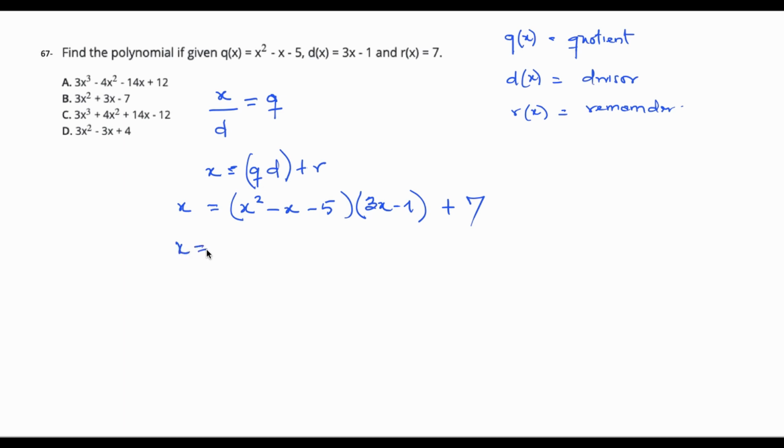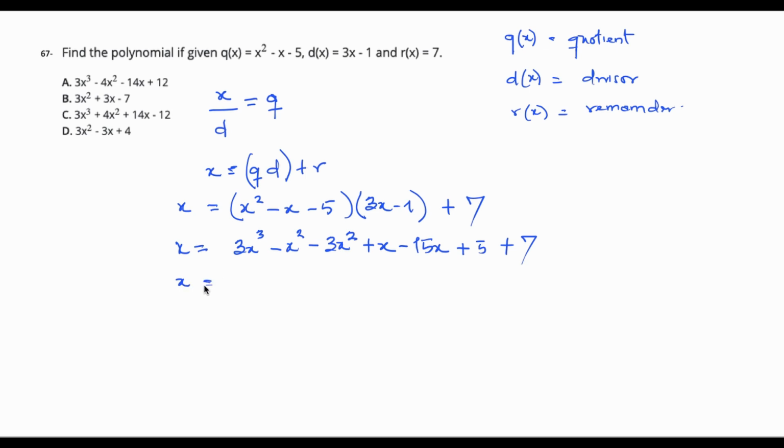So x is equal to, if we expand this, we have that x squared multiplied by 3x is equal to 3x cubed, and x squared multiplied by minus 1 is equal to minus x squared. Now minus x multiplied by 3x is minus 3x squared, and minus x multiplied by minus 1 is equal to plus x. Minus 5 multiplied by 3x is minus 15x, and minus 5 multiplied by minus 1 is equal to plus 5. Now if we add our plus 7, we can evaluate this polynomial.